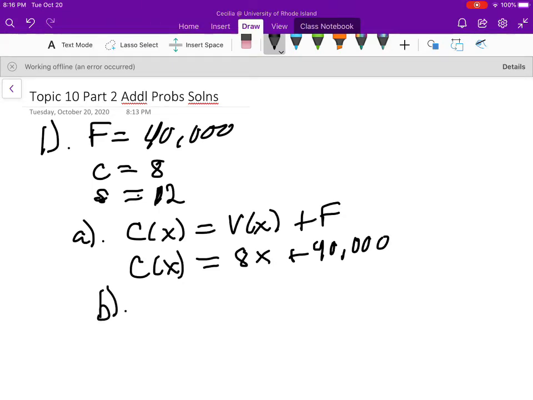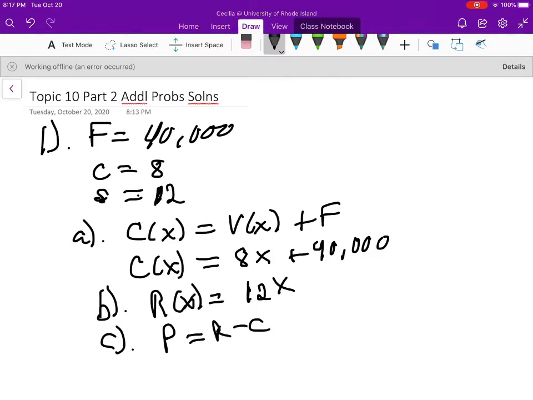So for part B, we're asked to find the revenue function. And that is given for these linear functions simply by the selling price times the number of units produced, or X. That's our revenue function. Next, in part C, we're asked to put together the profit function. The revenue minus the cost is how we get the profit. So that's just P equals R minus C. And we have each of these pieces.